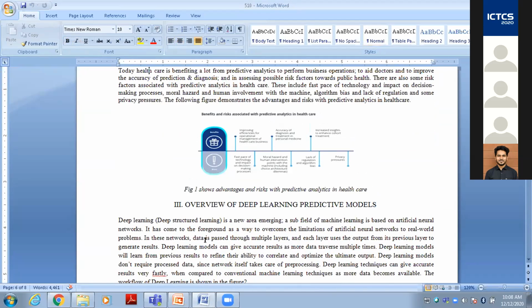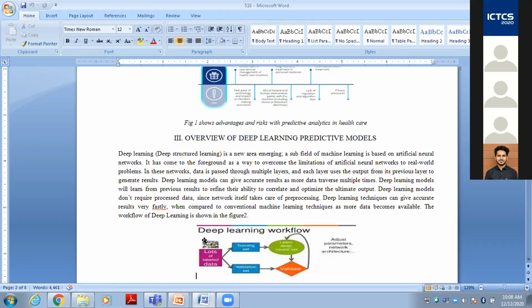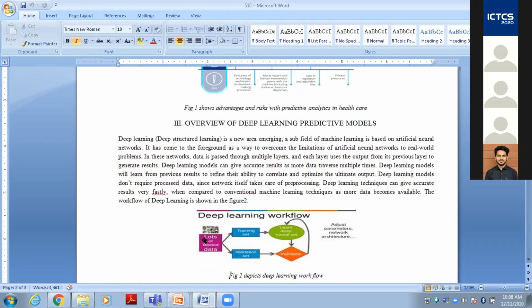Deep learning is an emerging subfield of machine learning, which is based on artificial neural networks. It has come to the foreground as a way to overcome the limitations of artificial neural networks. In these networks, data is passed through multiple layers, and each layer uses output from its previous layer to generate the results. Soumya, instead of reading the text, can you just give me a brief on what deep learning is and how it will affect healthcare, just as a summary of your research work?